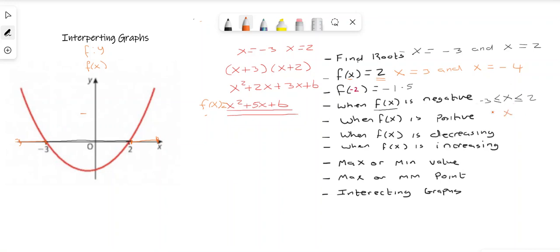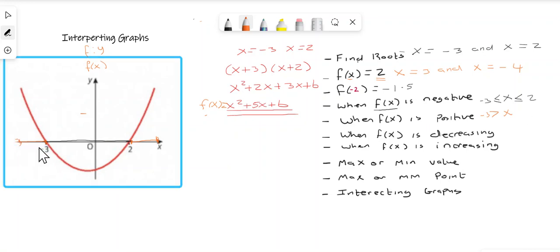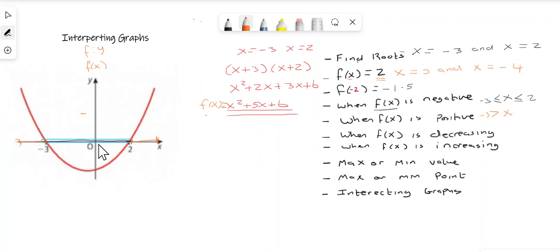So when x is greater than minus 3, okay, so that's going to include all the values down here. So all of these values here. So if you draw a line up and you draw your line across, you're going to get positive values for y all along here, and then the same here as well. So when x is greater than 2, that gives you all of these values up here as well.